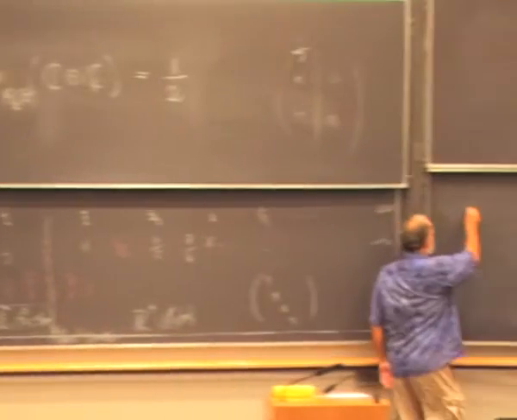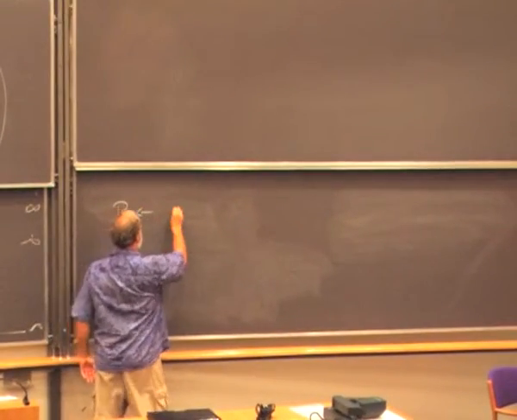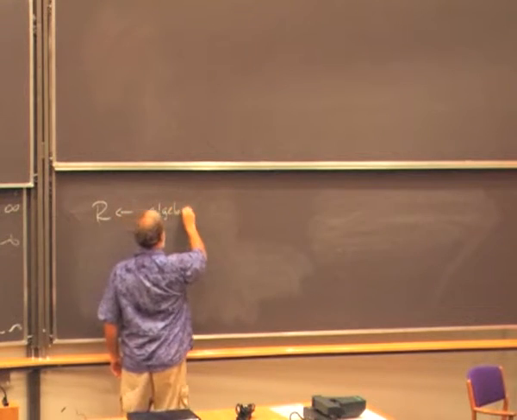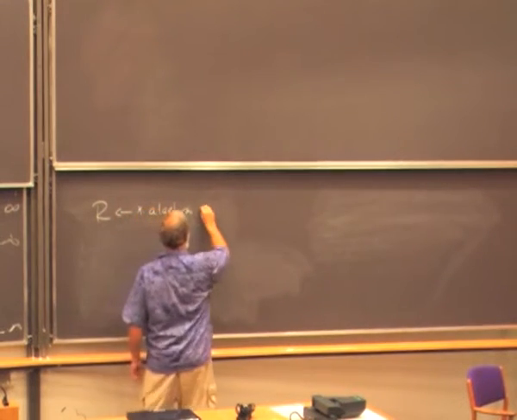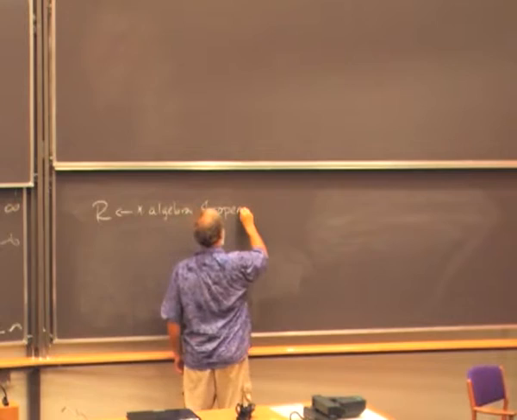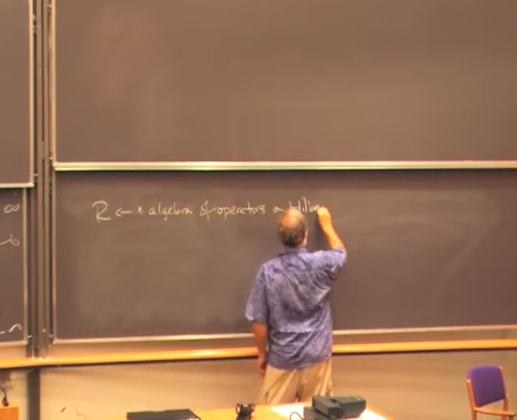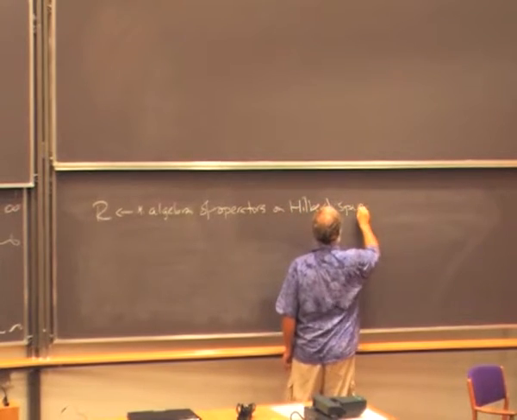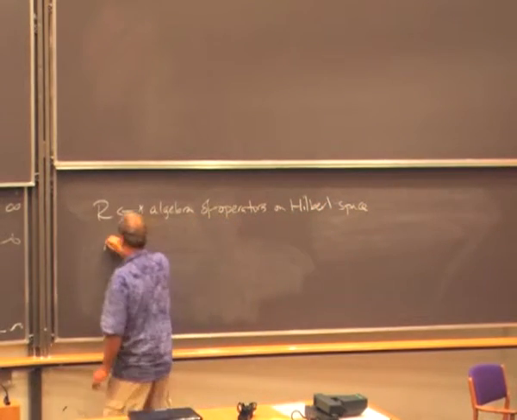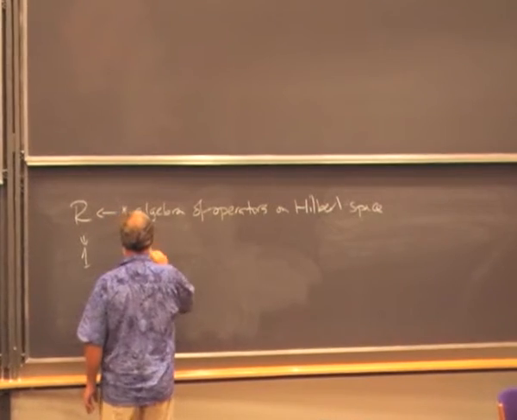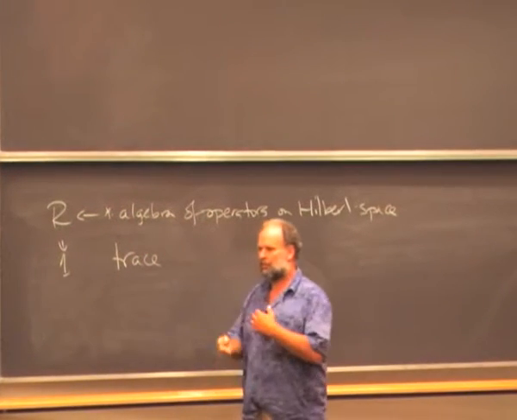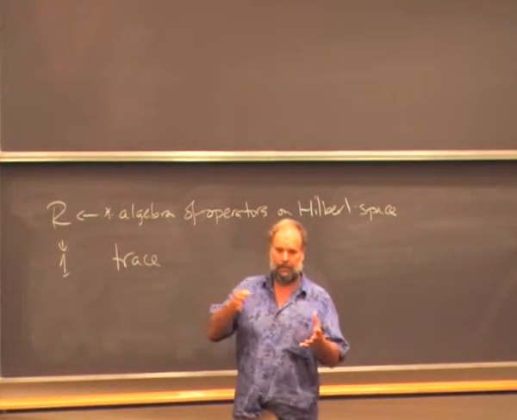Okay, so let's begin our study of R. So it's an algebra, in fact it's a star algebra of operators on the Hilbert space. Has an identity, has a trace. So the trace is required just to satisfy trace of AB equals trace of BA.